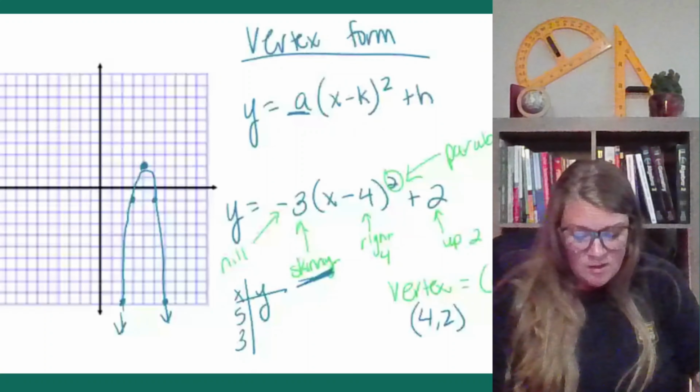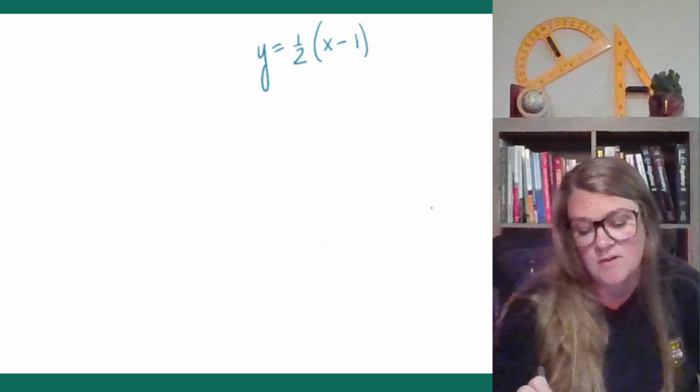Let's try another one of those. Remember, this is called vertex form. We're going to use vertex form for more than this, so make sure you know what that word means. Y equals 1/2 times (x minus 1) squared minus 4.